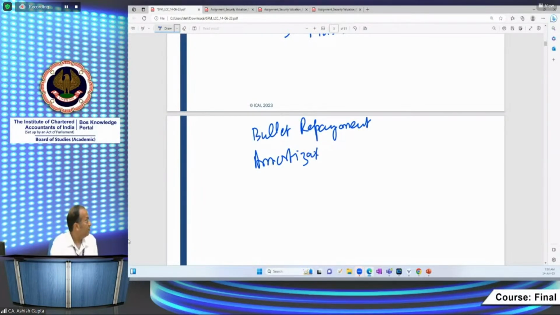Shed light maybe. Amortization feature. What we mean by the amortization feature.